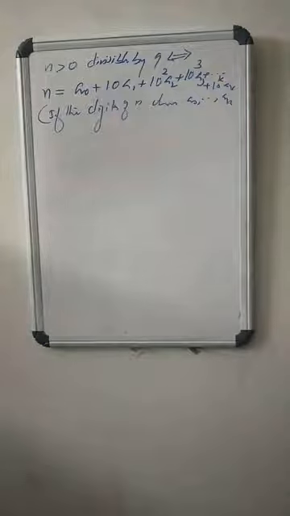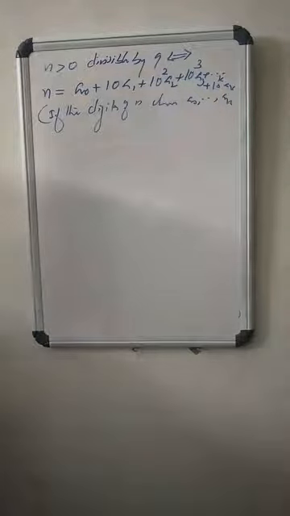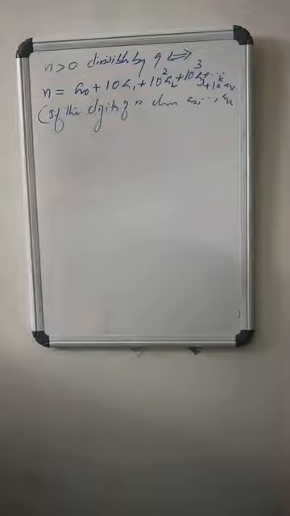n greater than 0. If n is divisible by 9, suppose that the digits of n in decimal notation are a0, a1, etc., ak. Then n equals a0 plus 10a1 plus 10 squared a2 plus 10 cubed a3 plus etc. plus 10 to the power k ak.